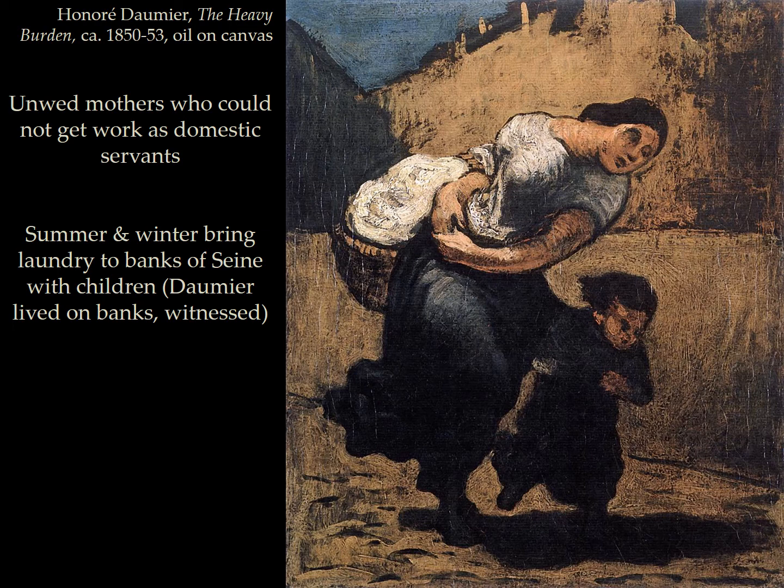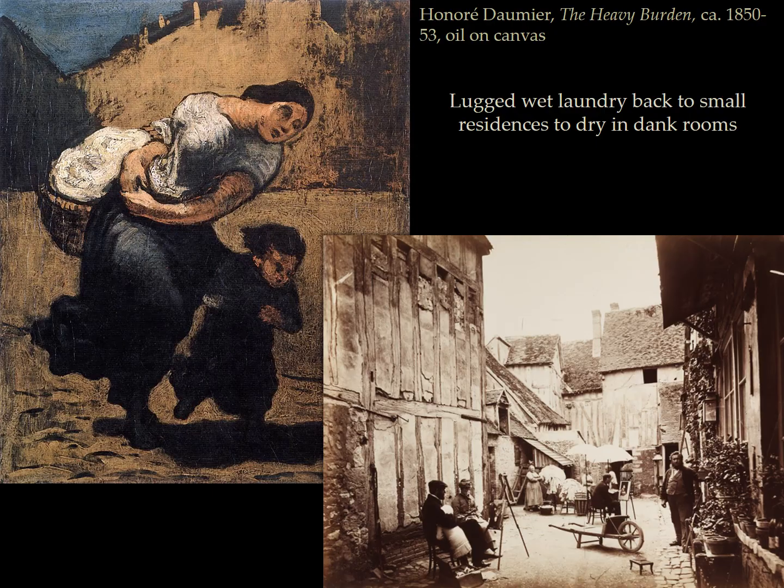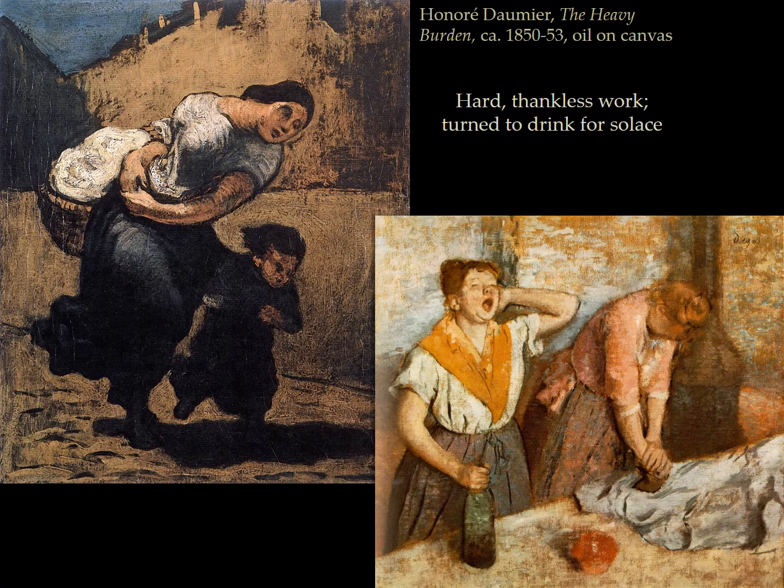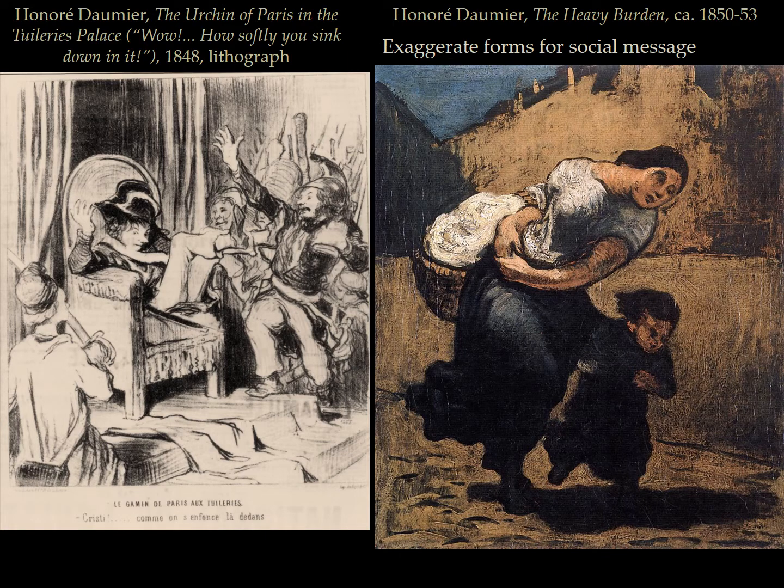So Daumier lived on the banks of the Seine and witnessed what they were doing, the backbreaking work. They lugged these wet laundry baskets back to their small, cramped residences to dry in these dank rooms, a very miserable existence at the time. Now, because this was hard and thankless work, many would turn to drink for solace, and we will see the same subjects cropping up again when we get to the Impressionists.